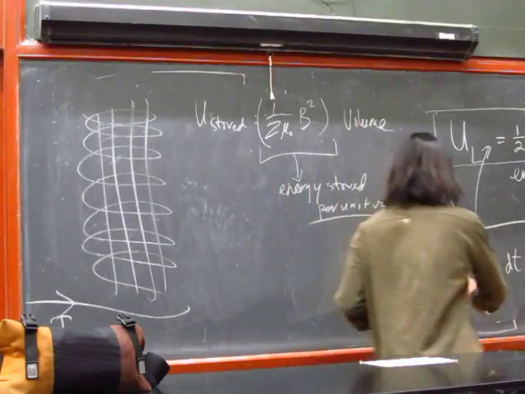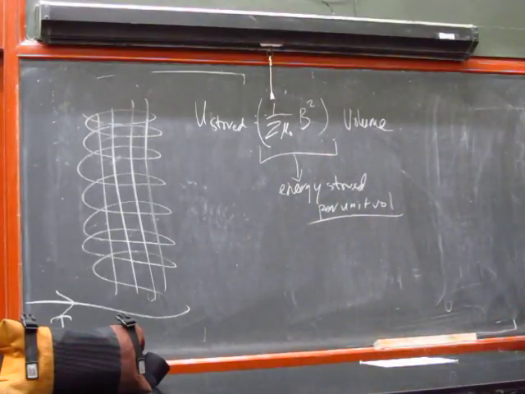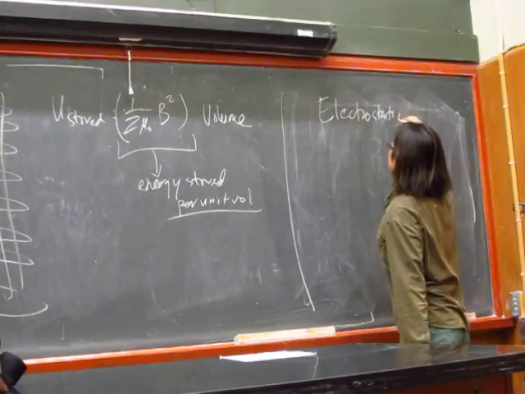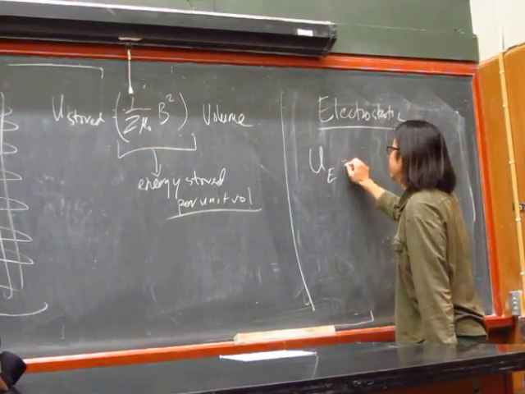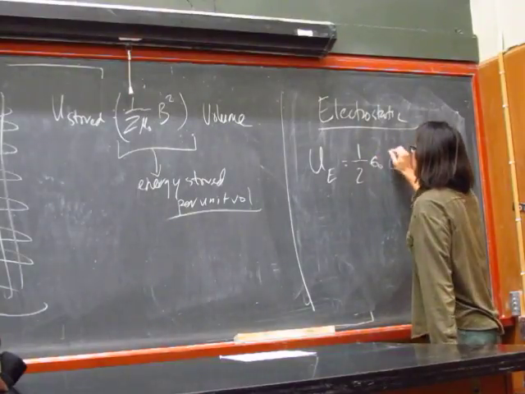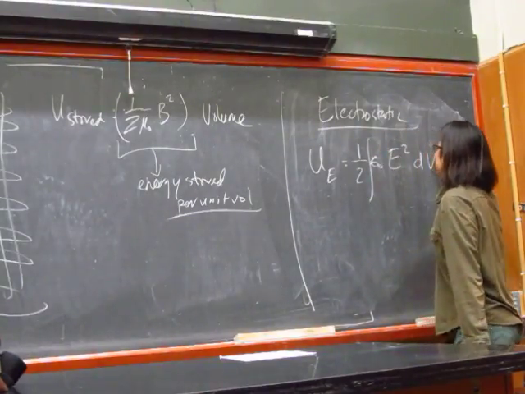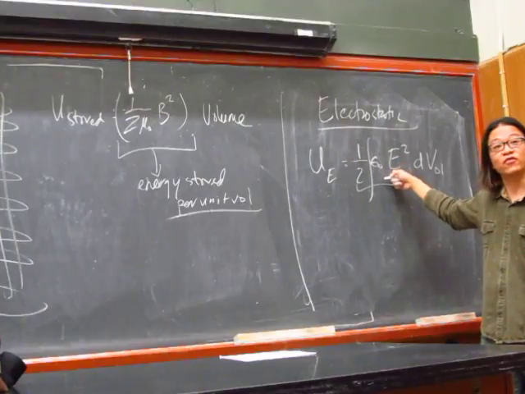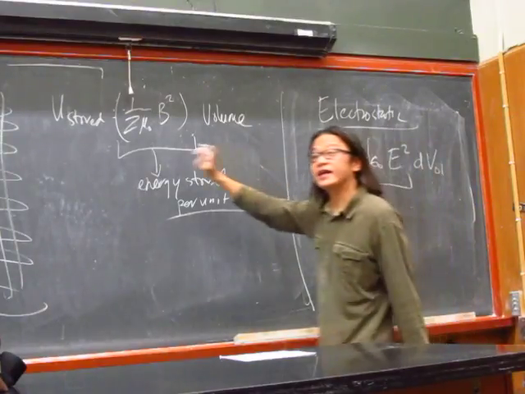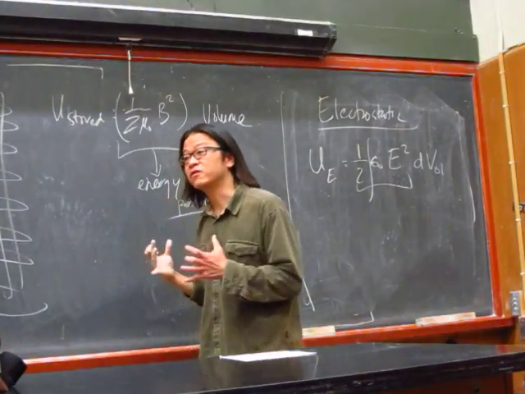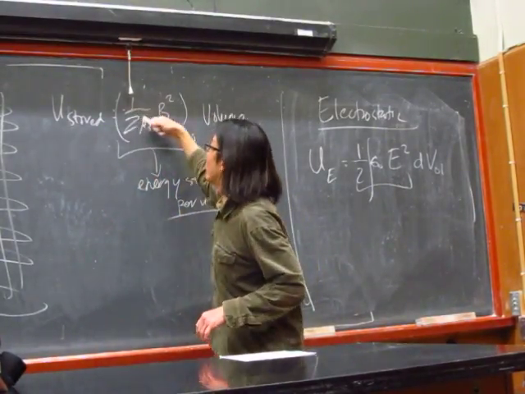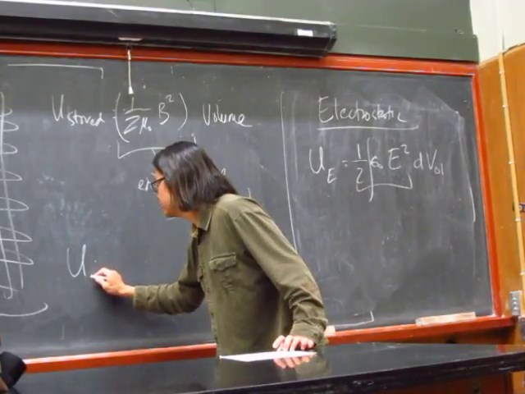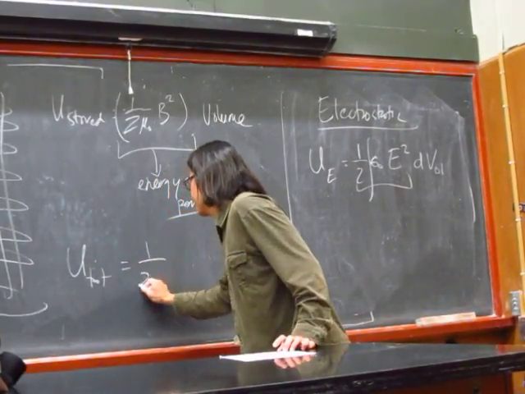There's an analog to this in electrostatics, if you recall, with the electrical energy given by 1/2 epsilon naught E squared. This is the electrostatic energy stored per unit volume. There's an analog here with the B field. If I have a B field configuration, the energy stored is given by 1 over 2 mu naught B squared per unit volume, and the total energy is just an integral of that.